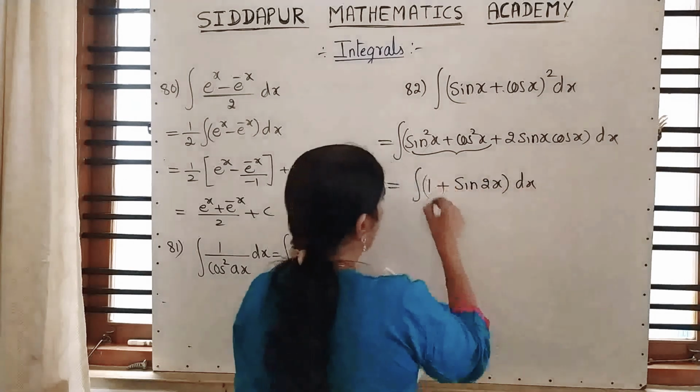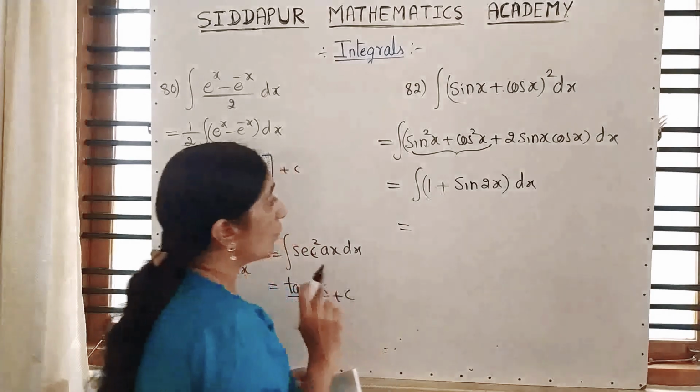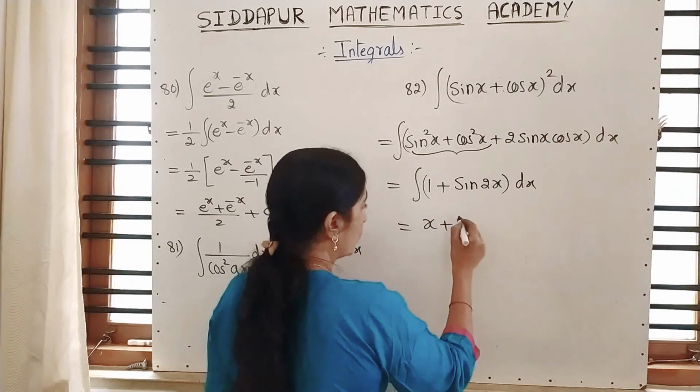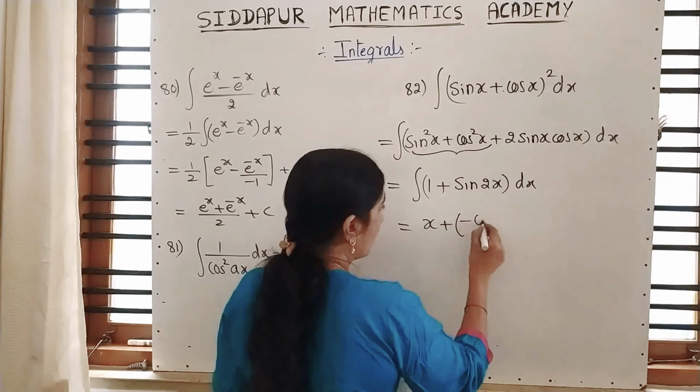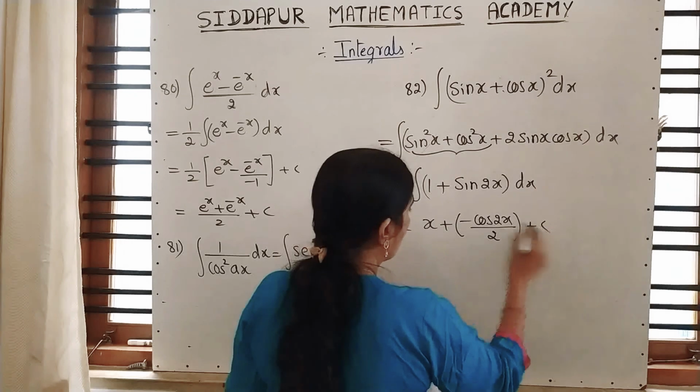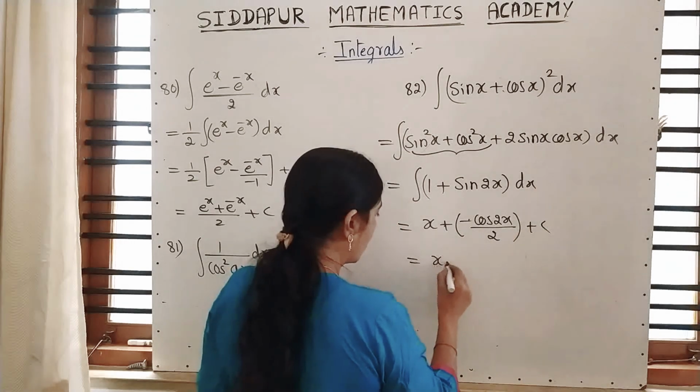Sin 2x. Now integrate. Integration of 1 into dx with respect to x means x. Integration of sin 2x is minus cos 2x divided by 2. This plus into minus becomes minus.